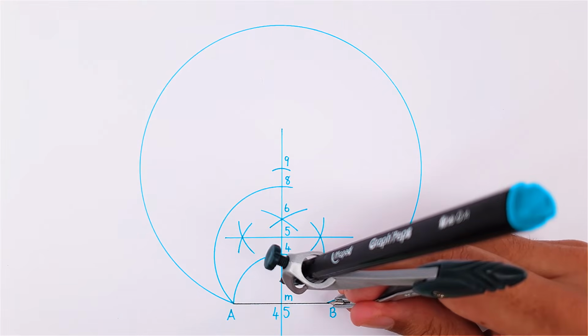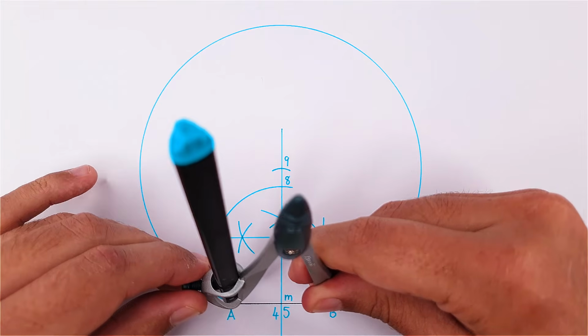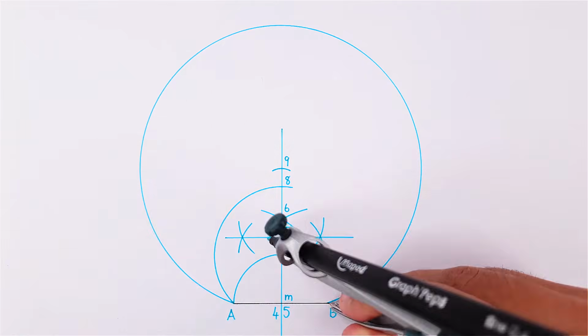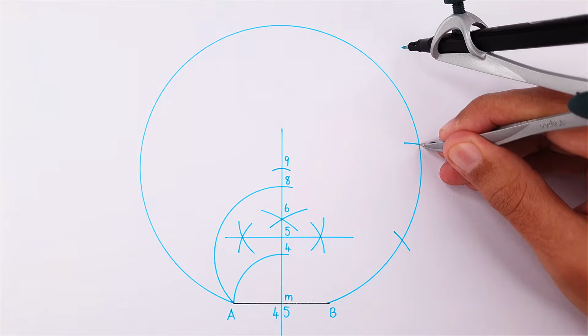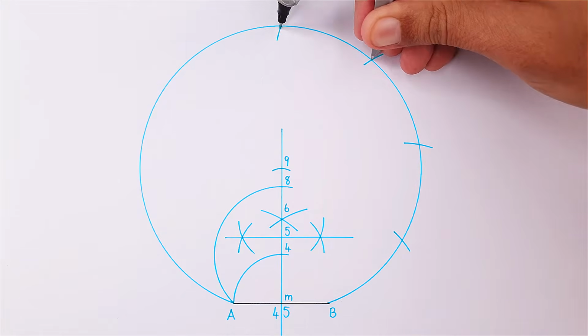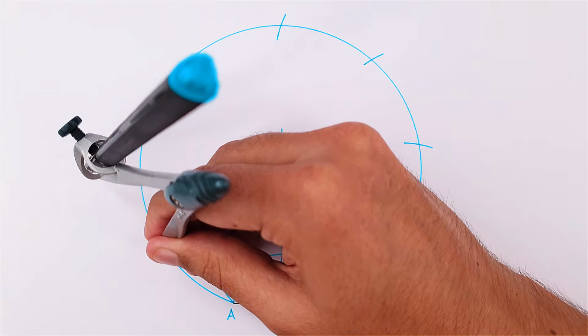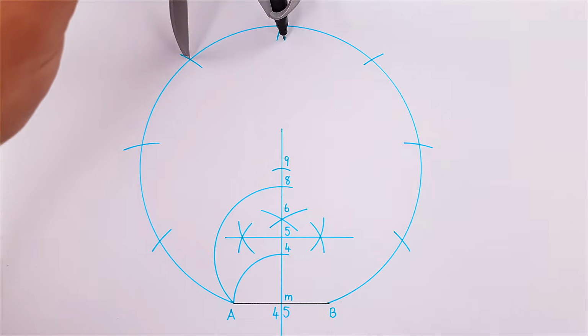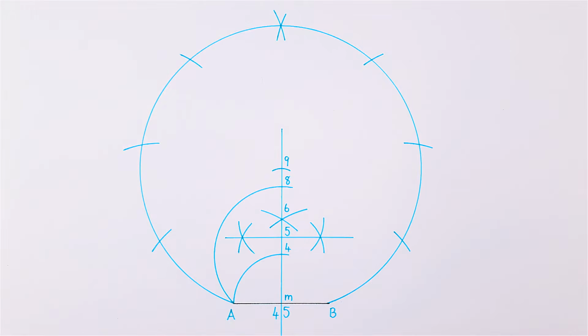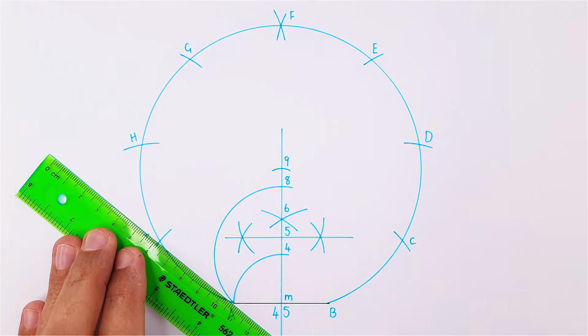Set your compass to the side length. Step off the side length around the circle to locate the remaining points and label them accordingly. Join the points to complete the nonagon.